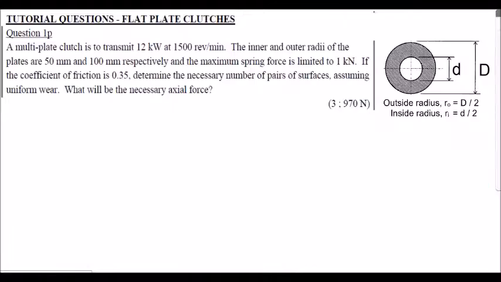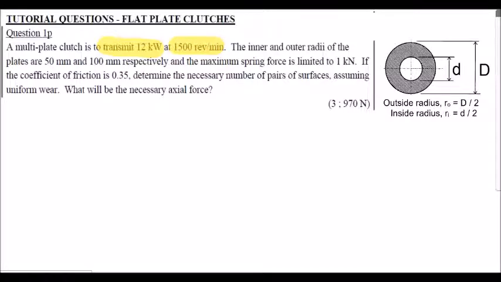Okay, so I'm going to go straight to the questions. I'm going to try and work some reasonably quickly. So question 1P in your notes. Let's go through this and extract the information and see if we can solve this. It's all to do with flat plate clutches at the moment. So it's asked to transmit 12 kilowatts, that's our power, at 1500 revs per minute.